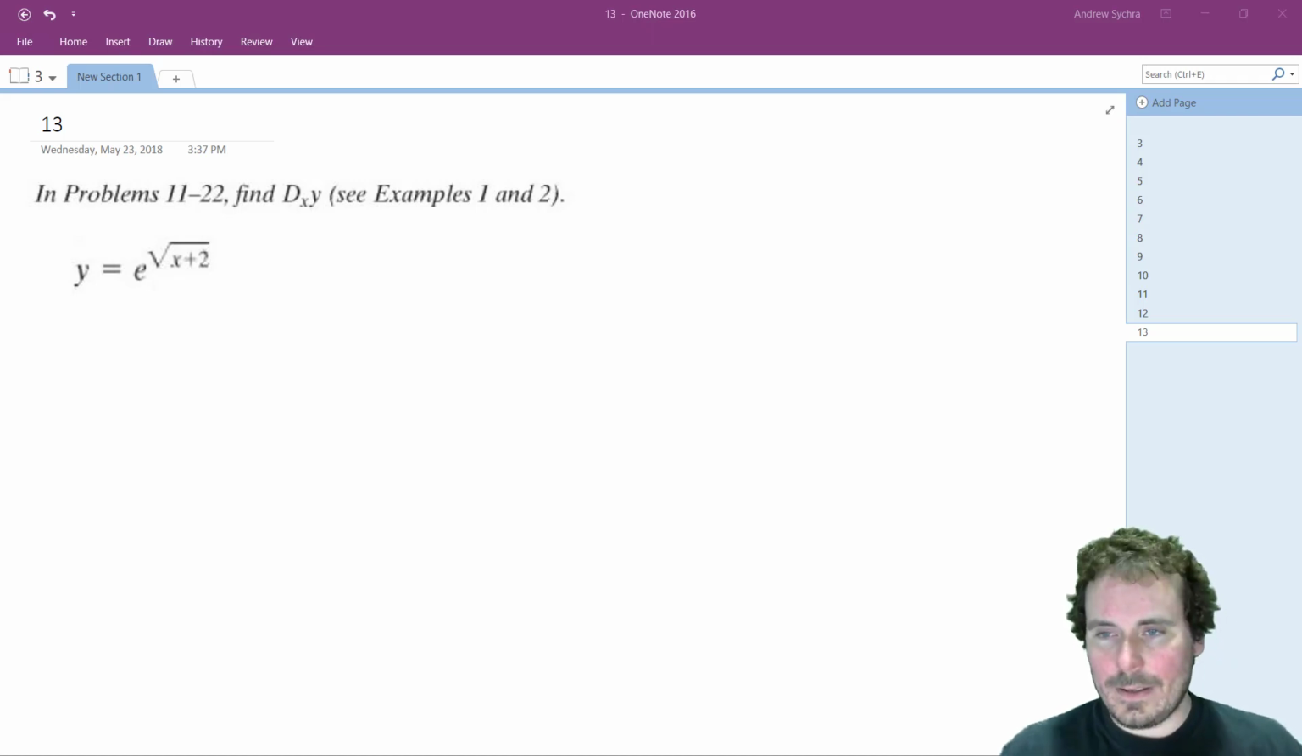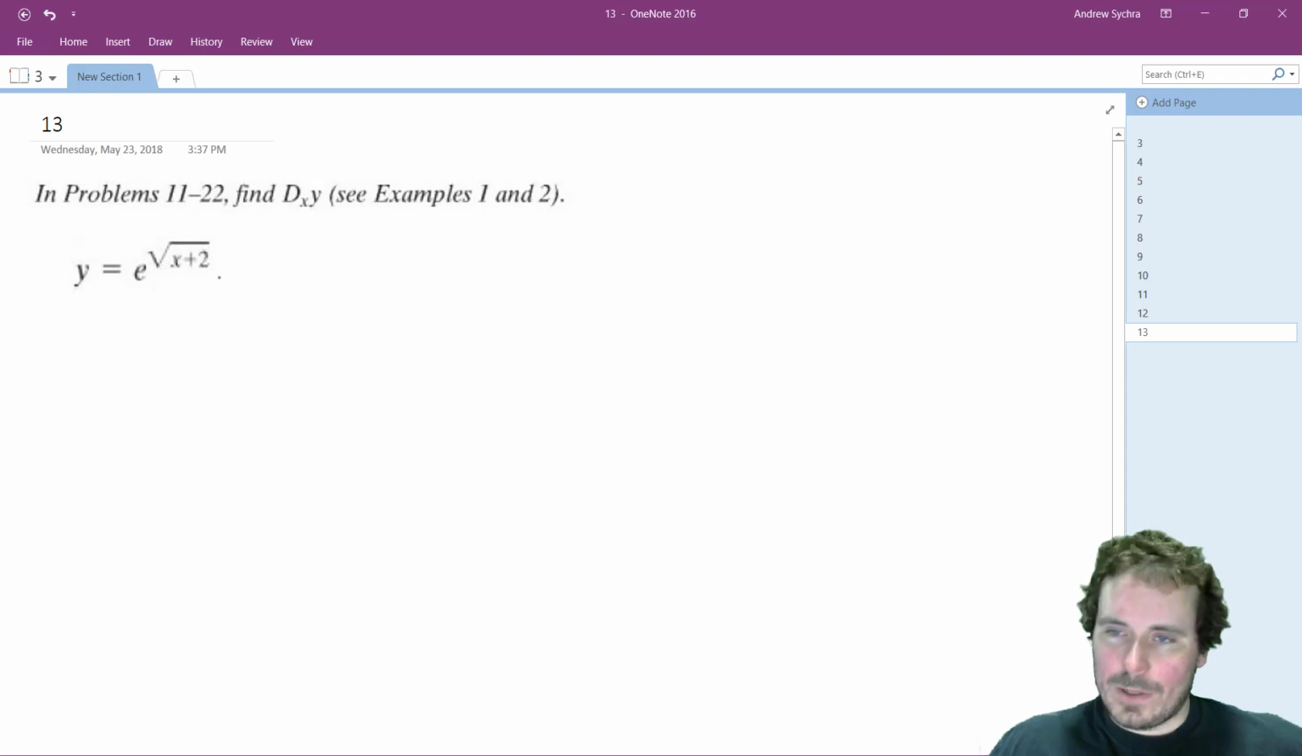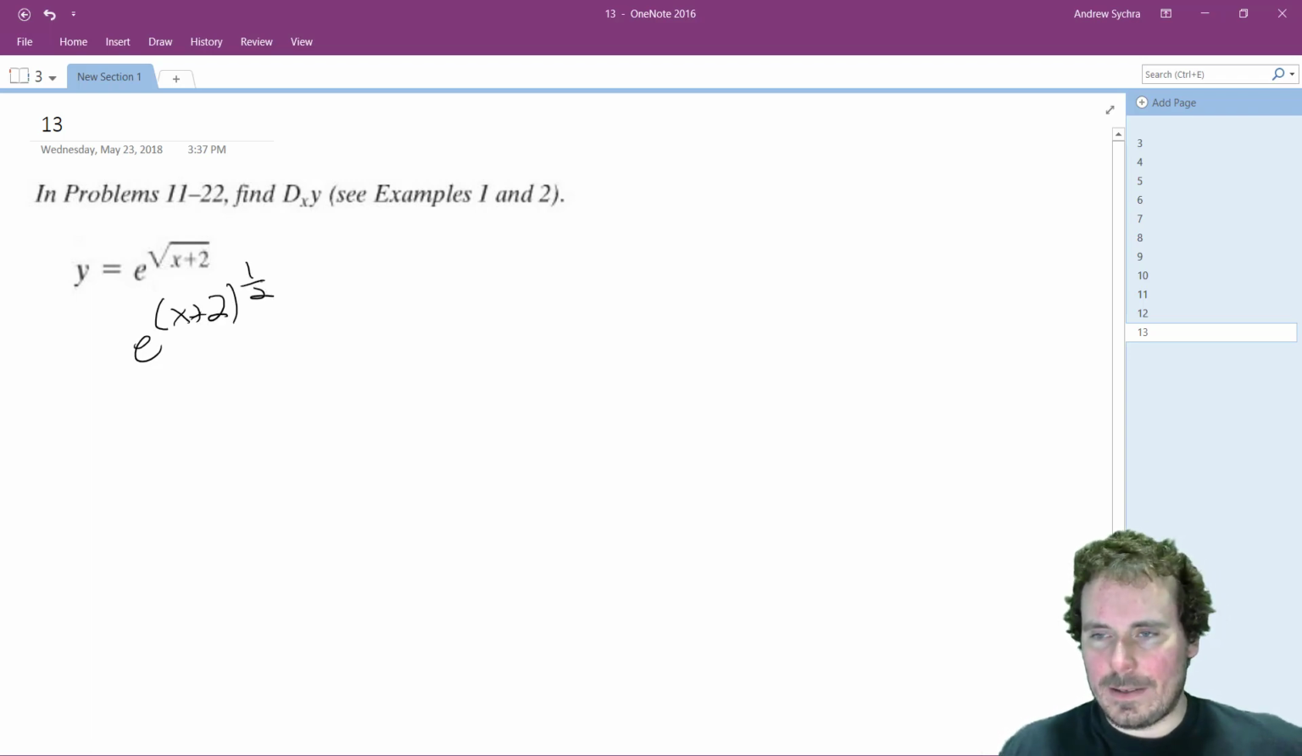Right, so what I have here is e raised to the square root of x plus 2. And what I can do with this is, well, we're going to take the derivative, but I'm going to actually rewrite this as e raised to the (x plus 2) raised to 1/2. The reason why is it's easier to take the derivative when you write in exponents rather than radicals. It's just easier. All right, so for the derivative, we pull this whole thing down.